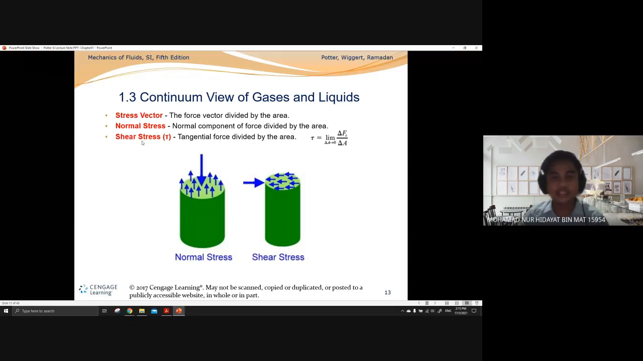Normal stress, and shear stress. For this case, I would like to highlight what is normal stress. For normal stress, you can see the stress is acting normal to the surface area. All right, this is the surface area. While the shear stress, which we call the tau symbol, is lateral, or in the same direction with the plane or the surface. This is the shear stress. This is the normal stress.